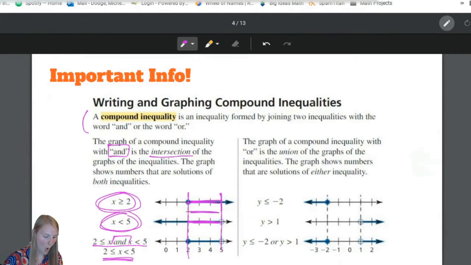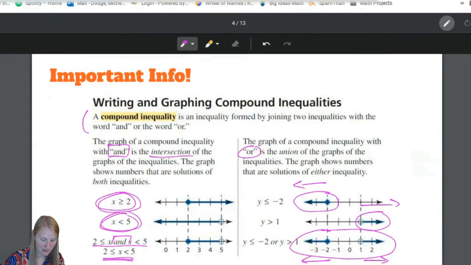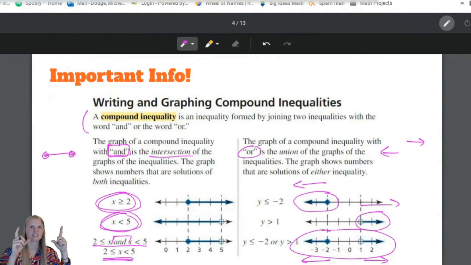When you say or, you have one arrow pointing this way and one arrow pointing that way. So you can put them on the same graph, but you're still going to have one arrow this way and one arrow that way. So or leads to 2 arrows, whereas and leads to a section or a chunk. So that's the difference between and or.